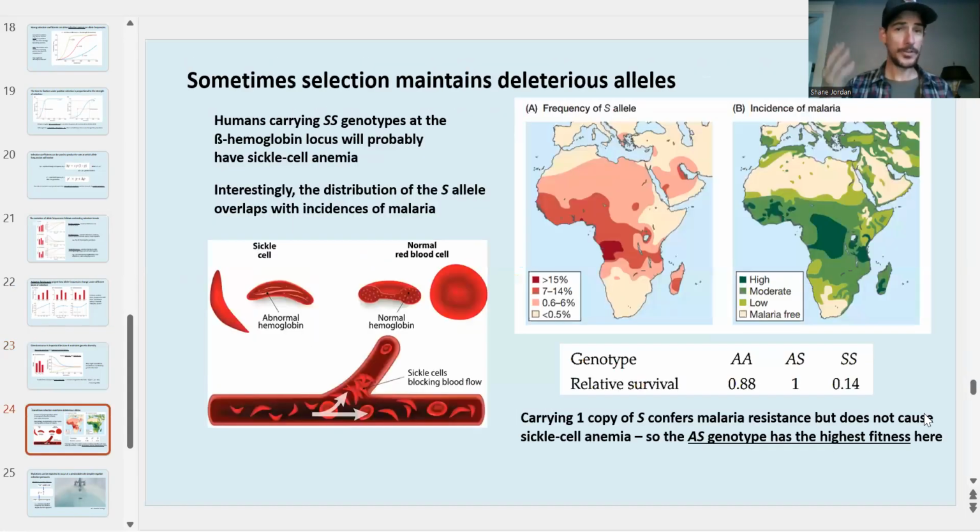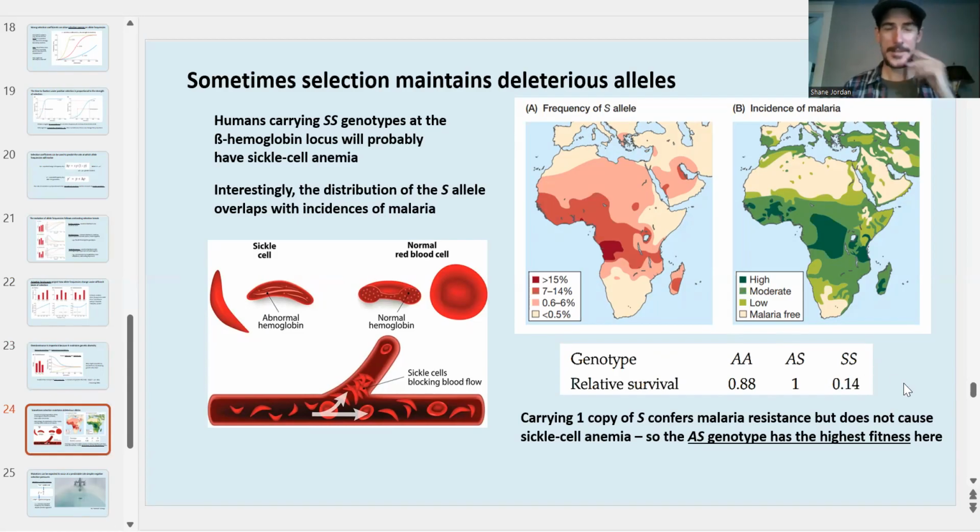And probably the most classic example of this is seen in this particular gene leading to the formation of beta hemoglobin at this particular locus. And under this scenario, we see that sometimes selection is actually maintaining deleterious alleles because of this heterozygote advantage, because of balancing selection. So we know that there's this gene that codes for beta hemoglobin, and it's represented by 2 different alleles. One's called big A and the other's called big S.